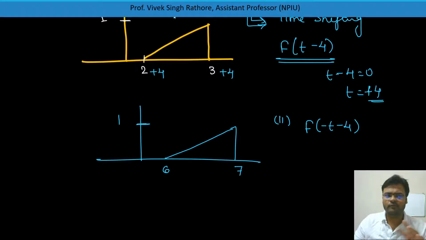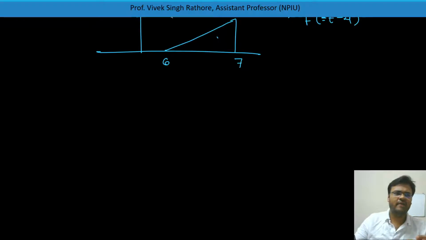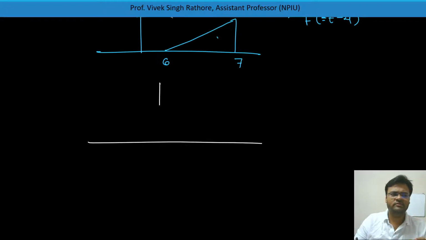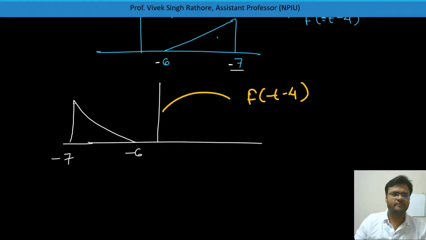Now the second step is f(-t-4). Now f(t-4) has come here. The minus sign means you are doing a time reversal operation. For time reversal, you know we just take a mirror image of that signal, adding the negative sign to the values. So here it will come negative, and this will be shifted here. The minus 7 will come from here, and minus 6 will be there. So your value of f(-t-4) has arrived here.